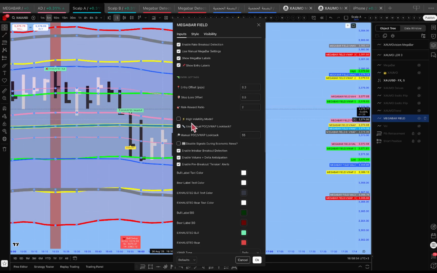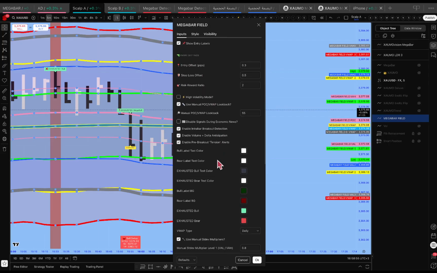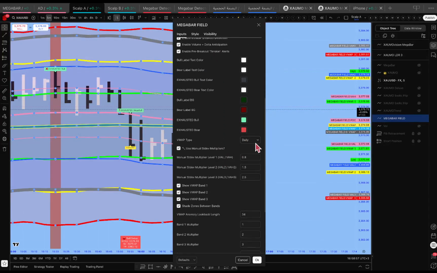You have the mega bar. Mega bar is already in there. You see here we have show mega bar labels. Enable, so you can see whether you have a fake breakout. Use, I don't want to use the manual. And as you see here, the look back period. You want to check for POC based on my algorithm entry setting. Enable intra-bar breakout. And then we have the VWAP type.